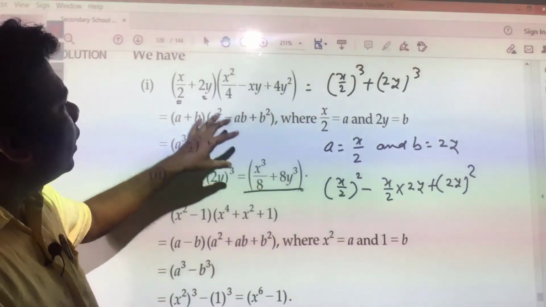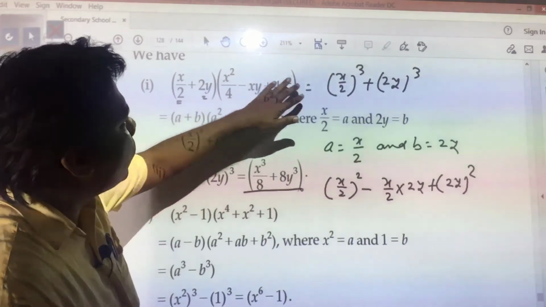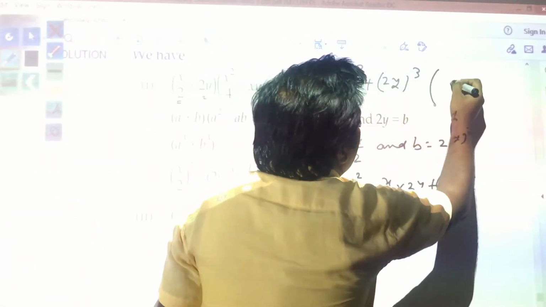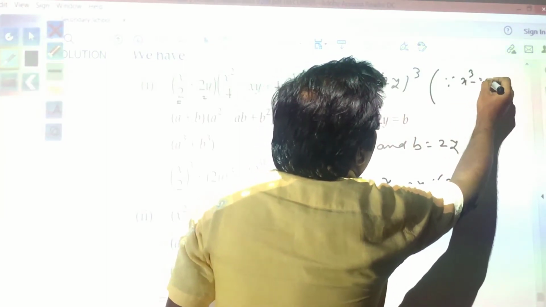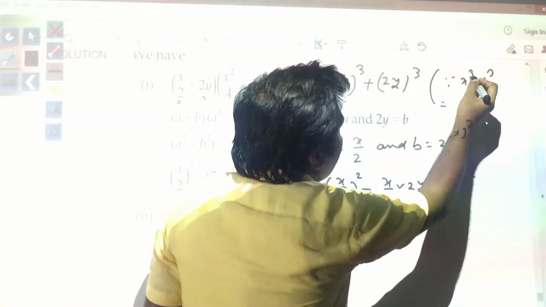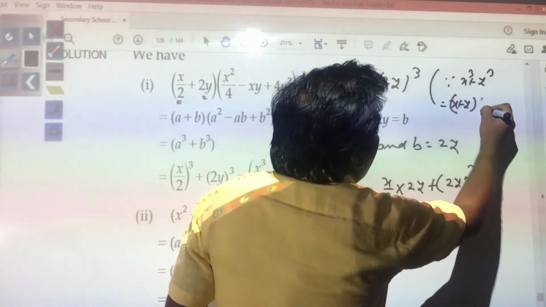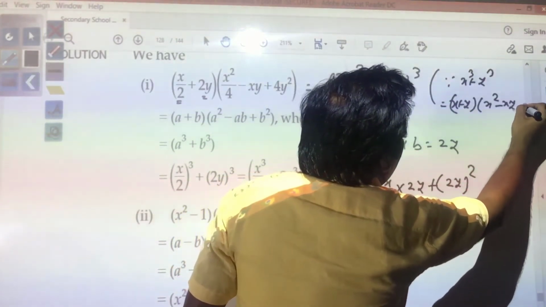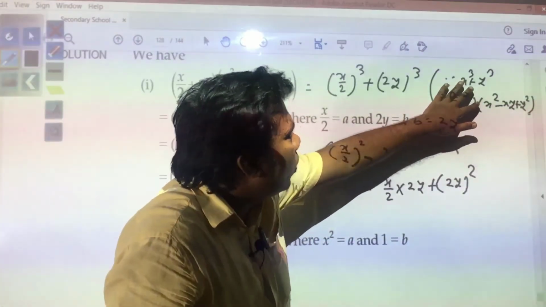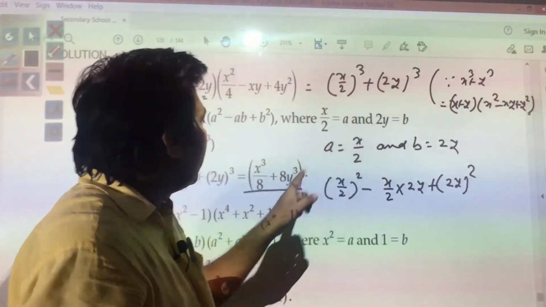So, finally, if you understand this in formula, we can write it in this way, since x cube plus y cube is equal to x plus y into x square minus xy plus y square. We know this, and that is why this can be written like this, and then you simplify and write the answer.